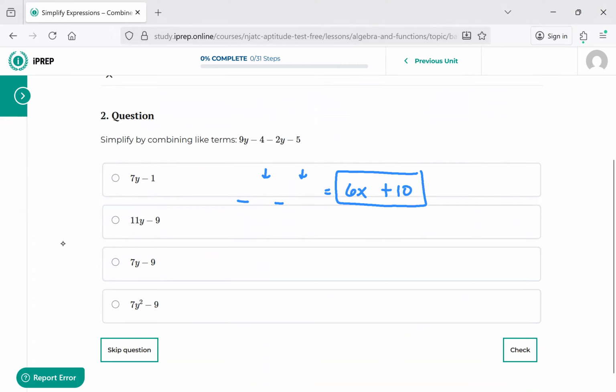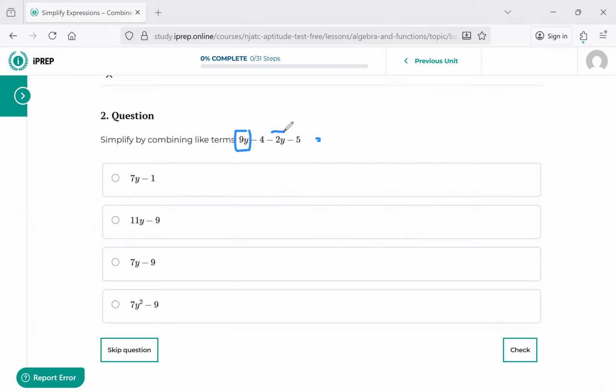Okay, let's do question 2. Simplify by combining like terms. So we have 9y minus 2y. Let's start with our letters. You can box it or circle it if it makes it easier. Box anything with the y's. So what's 9y minus 2y? 7y. And then what's the constant, -4 and -5, which is -9. Okay, so it's 7y minus 9.